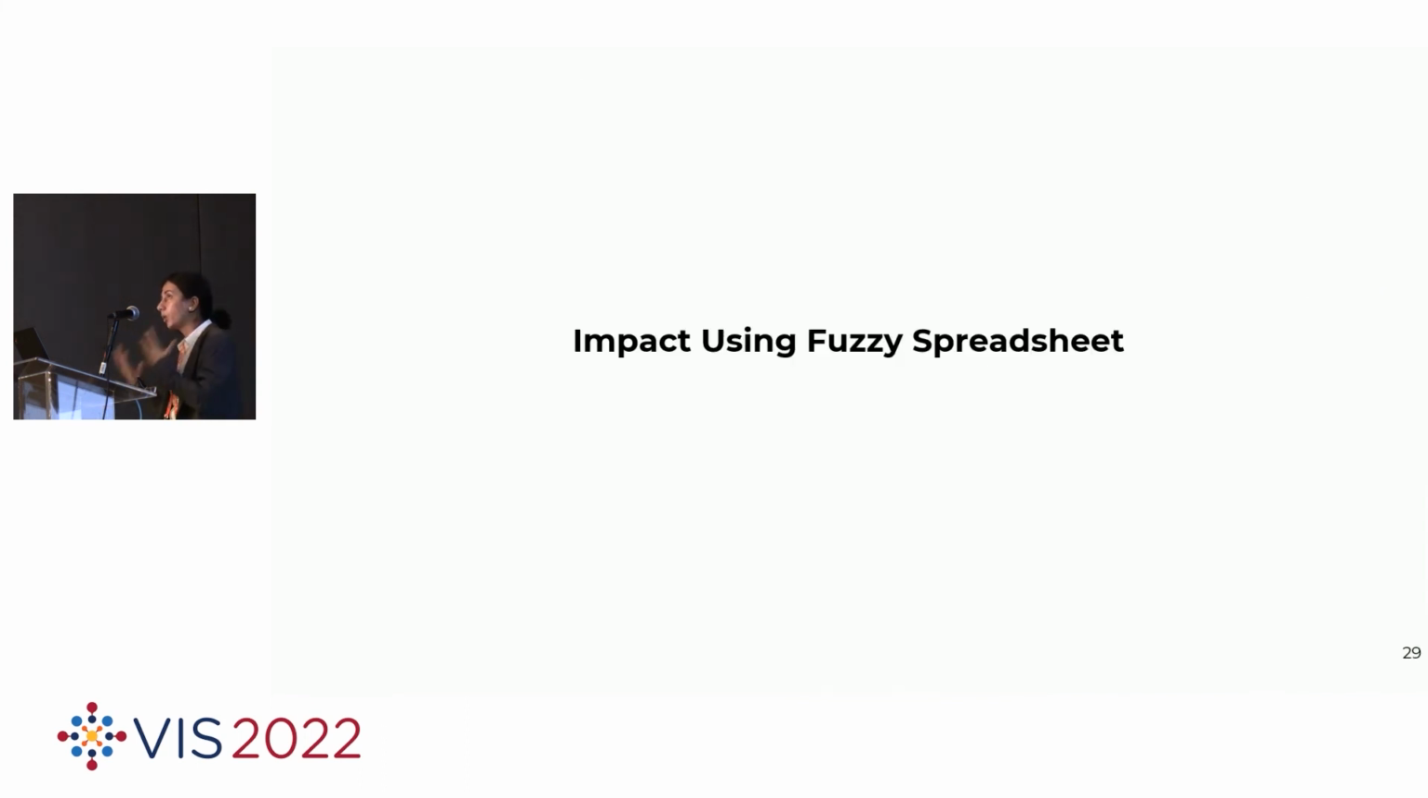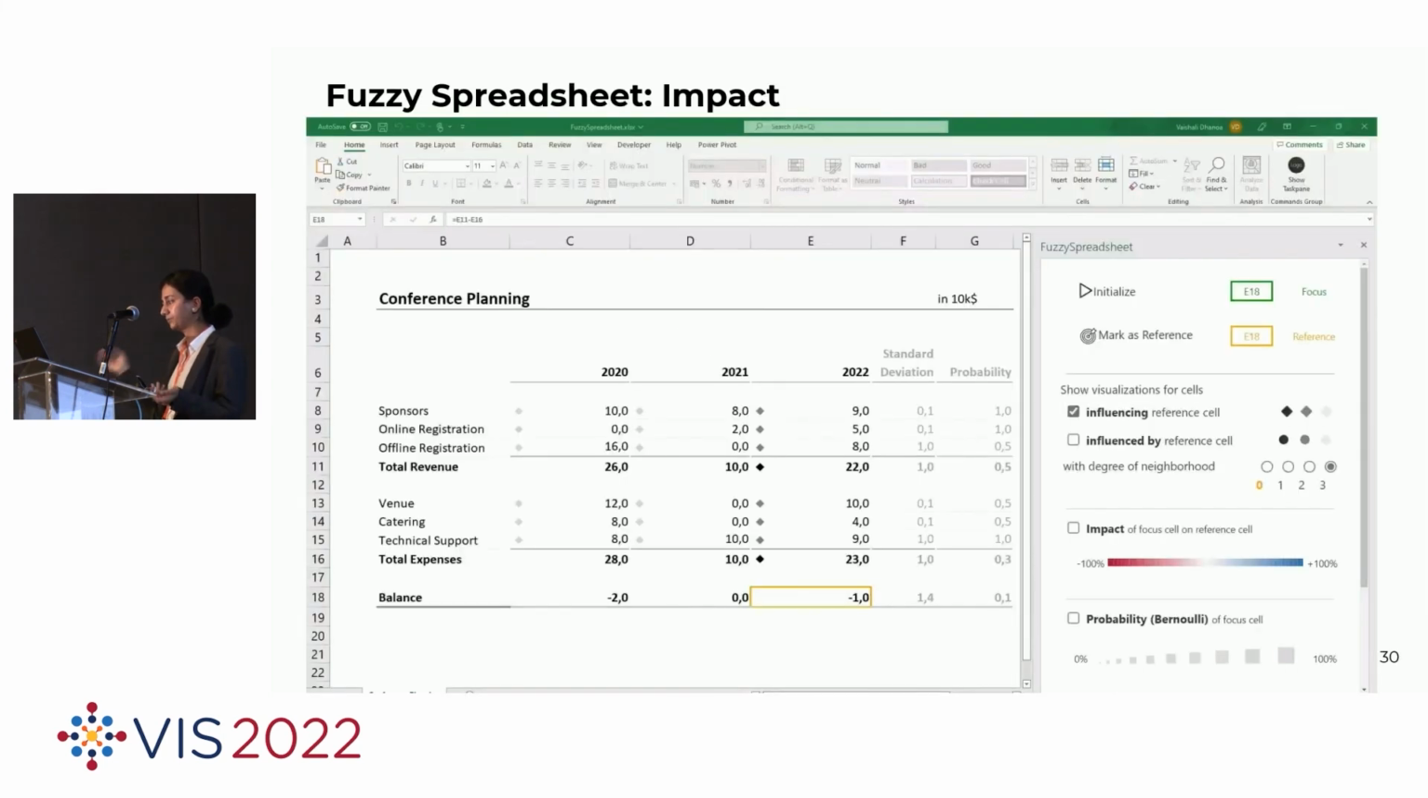It is now important to see how these cells contribute to this reference cell. For that, we measure the impact using our technique. We simply click on the impact in the side panel, and we see these squares appearing as in-cell encoding on our spreadsheet. The red cells indicate a negative impact, and the blue squares indicate a positive impact. And the intensity indicates how strong the impact is.